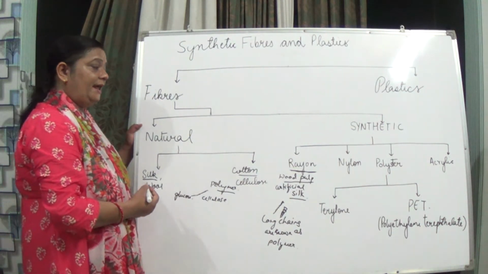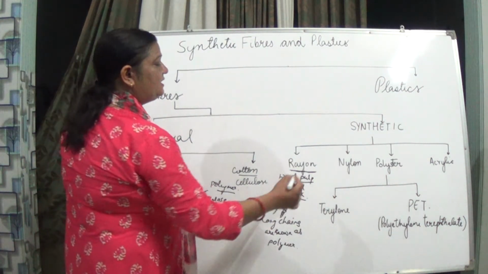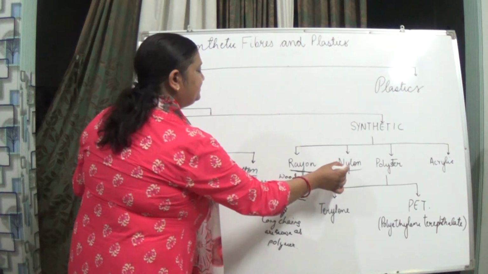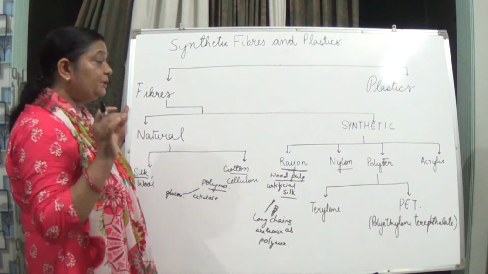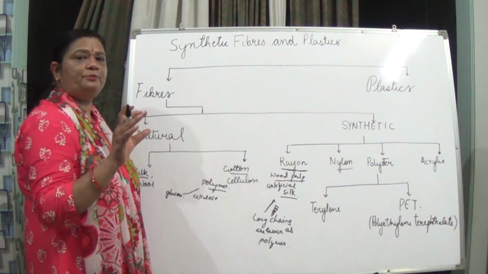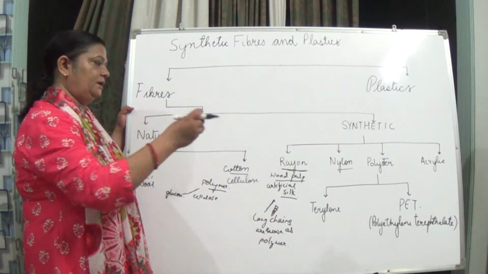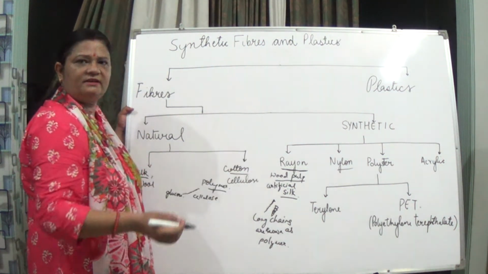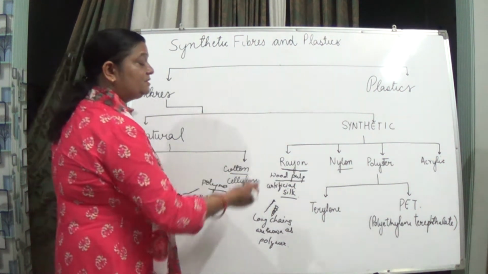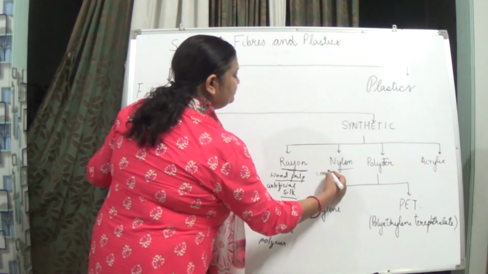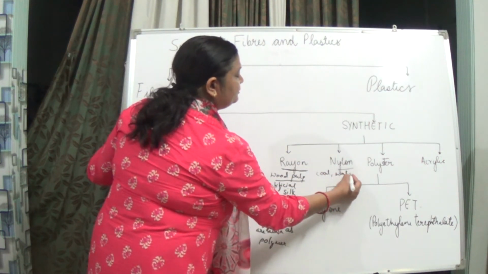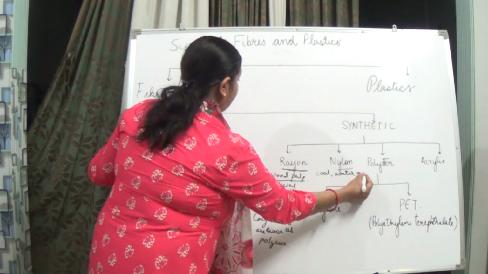Okay. Now, coming to the next synthetic fiber, that is nylon. This nylon is totally a synthetic fiber because it is not at all obtained from nature. Like we have seen wood pulp, we get that from the trees, but nylon is just made up of what? Coal, water, and air.